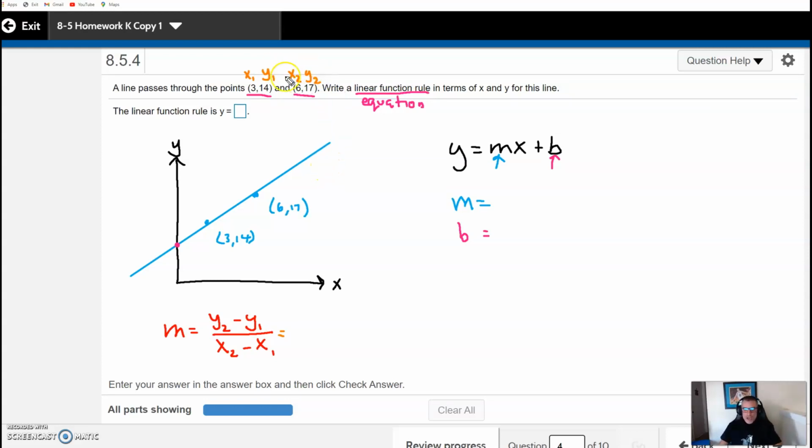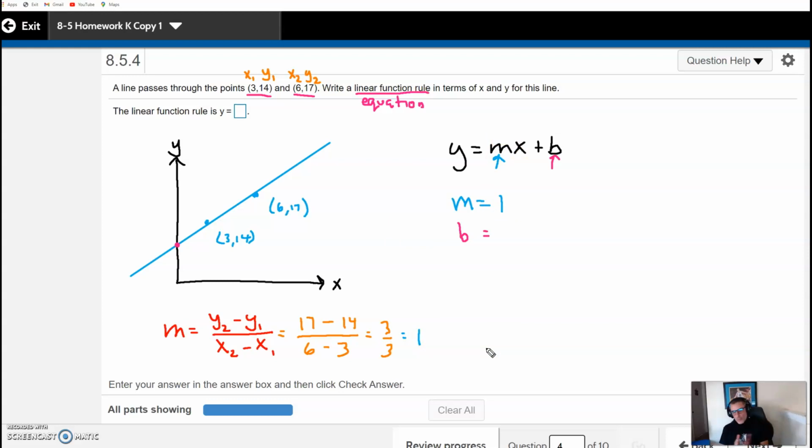All right, so what we're going to do now is we're just going to plug these numbers in the correct spot. Right, the first number I need is y sub 2, so that's 17. Minus y sub 1, which is 14. On the bottom, I need to start with x sub 2, well, that is 6, minus x sub 1, which is 3. And then we just go ahead and do the subtraction, and that will tell us our slope. So 17 minus 14 is 3. 6 minus 3 is 3. We have to simplify this. Well, we know any number divided by itself is equal to 1. So the slope of our line is actually 1.